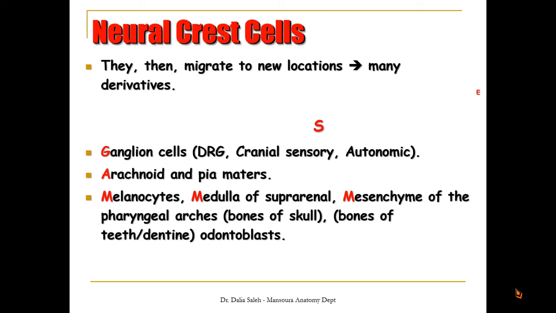E reminds you of the enteric ganglia, and these are autonomic ganglia that lie within the wall of the intestine. And S reminds you of the Schwann cells. These cells are responsible for formation of the myelin sheath in the peripheral nervous system.